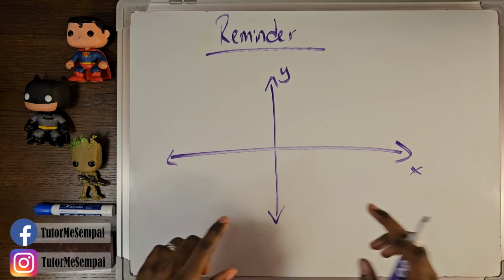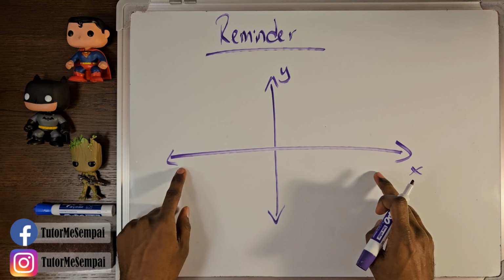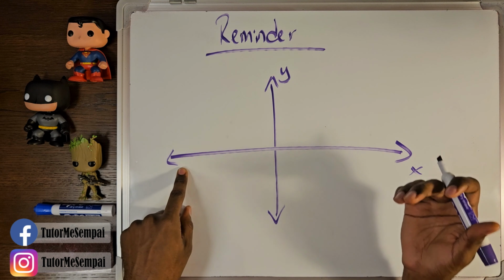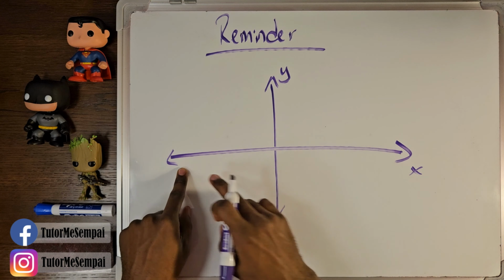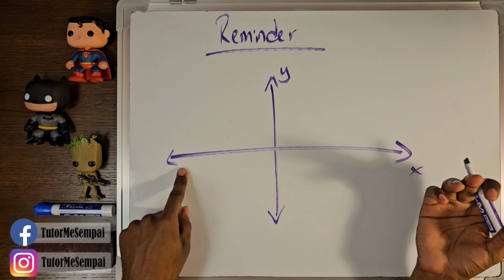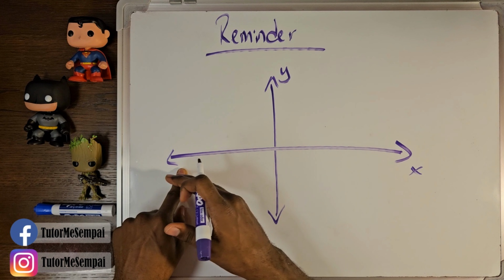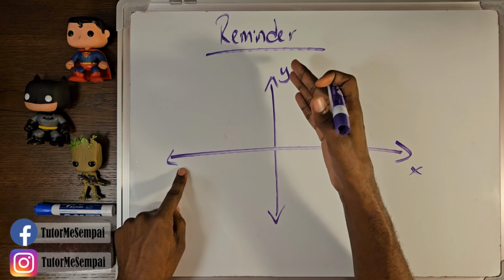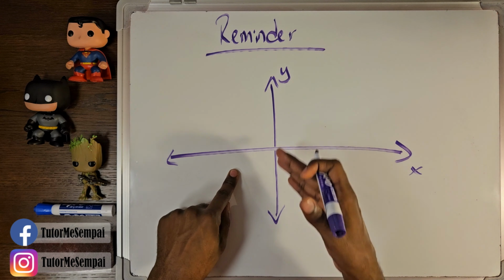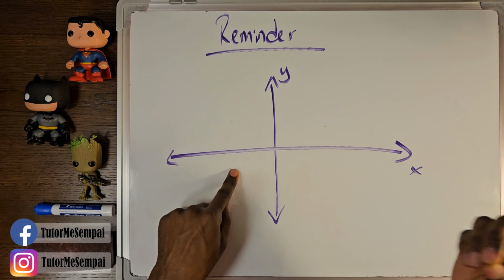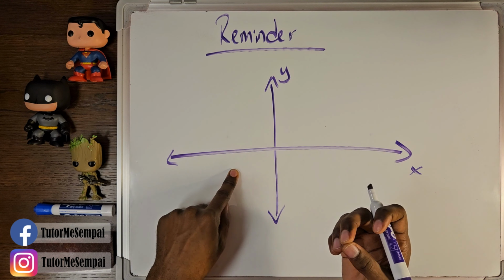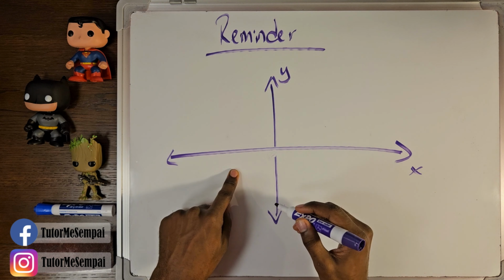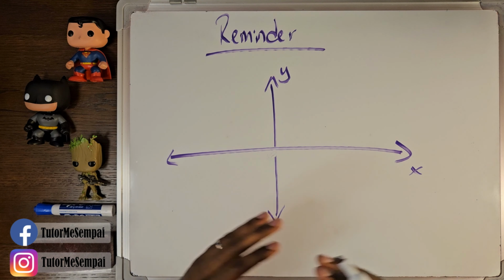Well, think about this. In order to be on the x-axis, in order to be that x-intercept, what does your y value have to be? Well, your y has to be 0, right? You can't be on the x-axis and have a y different from 0. How about the y-axis? In order to be on the y-axis or be a y-intercept, your x value has to be 0. You can't be on this y-axis and your x value be something different.